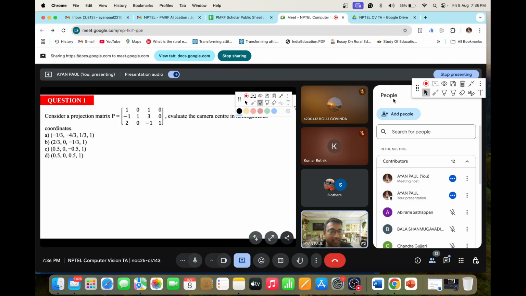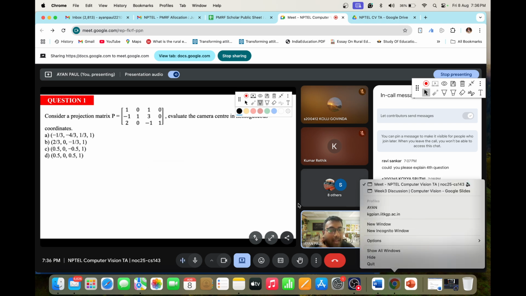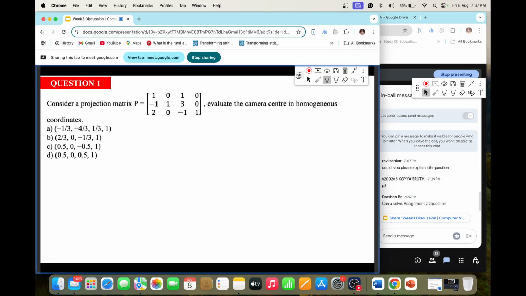Again, I will be happy if you just guess the answer first. Or you can say, can you solve assignment 2 second question? Okay, I will see after this session. I encourage everyone to at least guess the steps first, and then we will be discussing the answer.